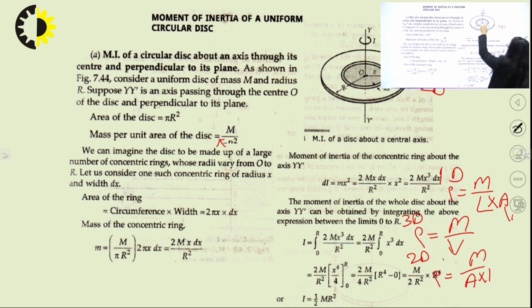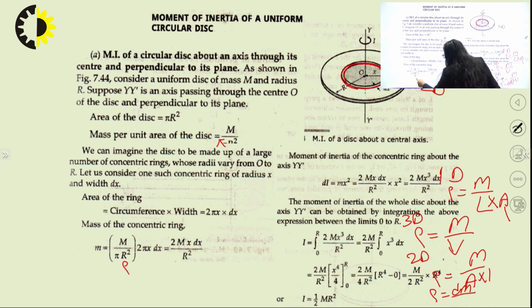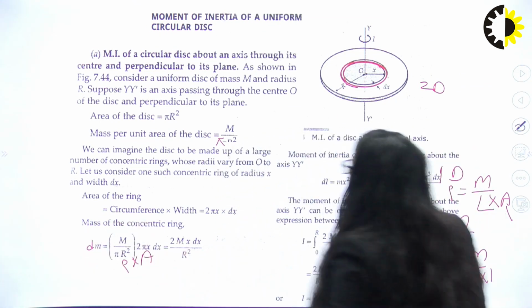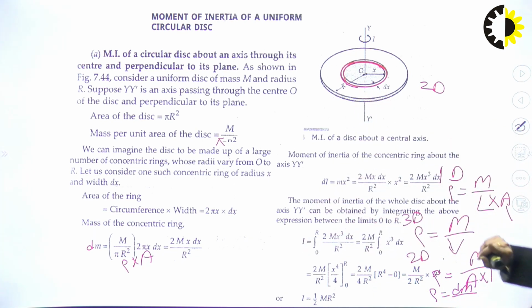I want to find the mass of this particular concentric ring. If I assume rho is equal to mass upon area, and I need to find dm, then rho equals dm divided by area, so dm is rho into A. Rho is m by pi r square, and the area is circumference multiplied by width. So easily, the mass of that ring is dm equals 2mx dx divided by r square.